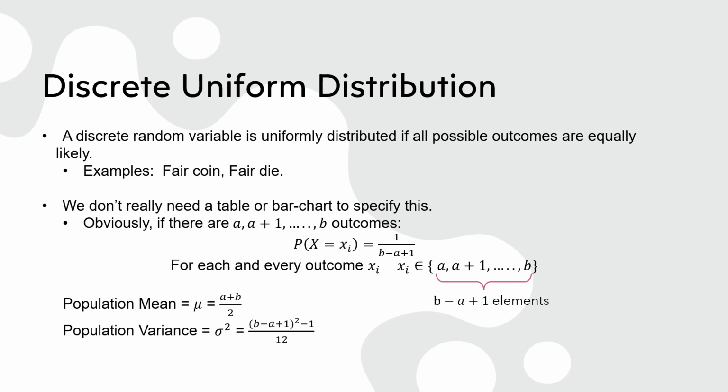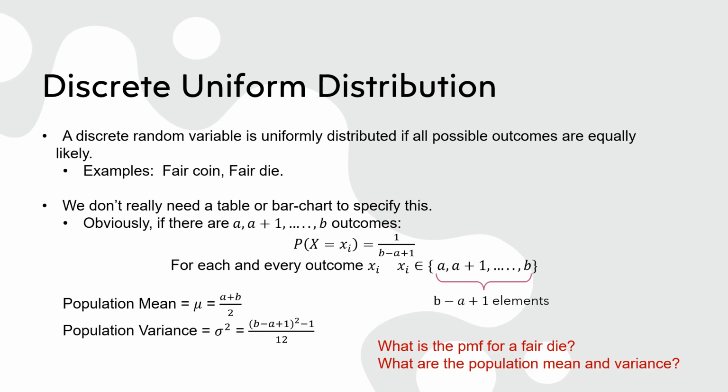The population variance measures how spread out the values are from the mean. For a uniform distribution, the formula is variance equals the square of b minus a plus 1, minus 1, divided by 12. This formula accounts for both the range of acceptable values and the fact that the probabilities are uniform. It provides a standard measure of variability for this specific type of distribution.